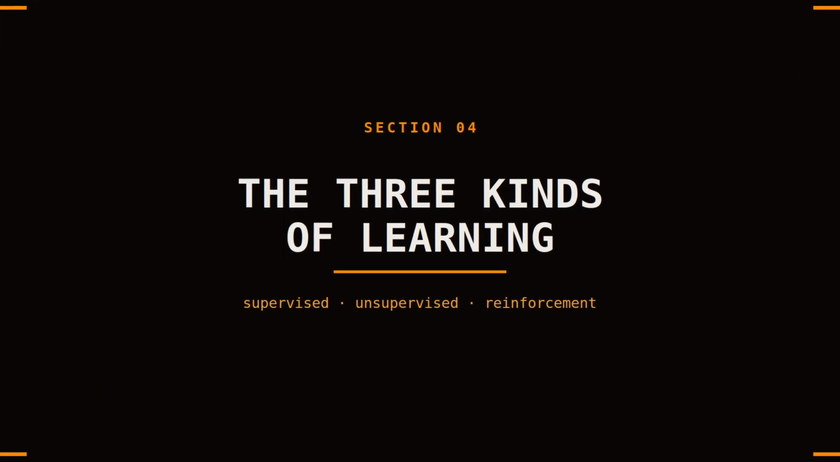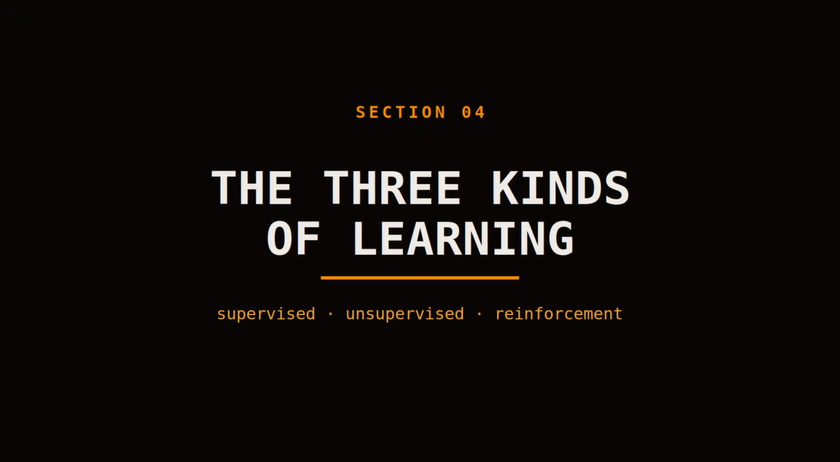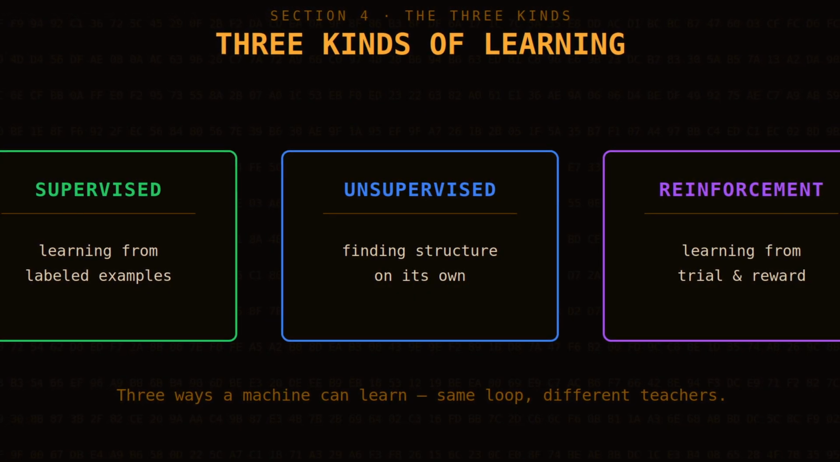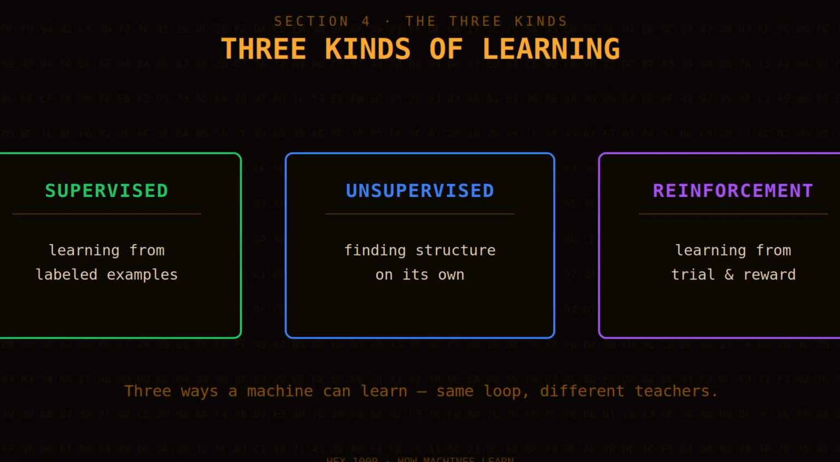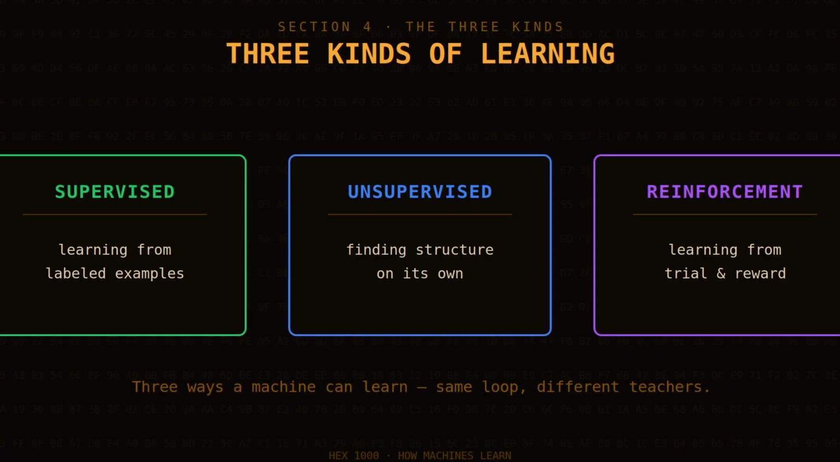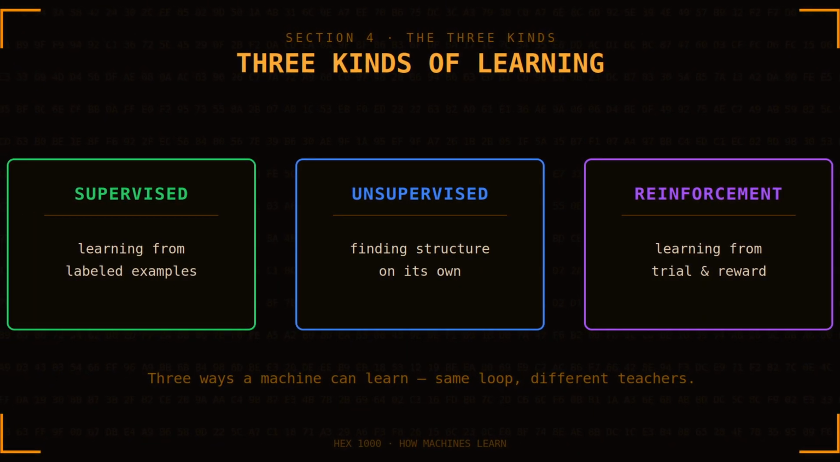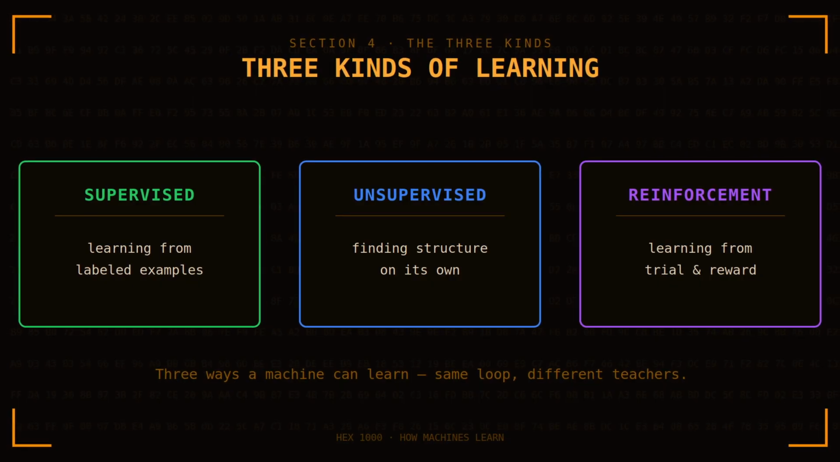Everything I've described so far, the photos labeled cat or not cat, is one style of learning. But there are three major kinds, and the difference comes down to one thing: what kind of data the machine learns from, and what feedback it gets. Understanding all three is what separates someone who's heard of machine learning from someone who actually understands it.